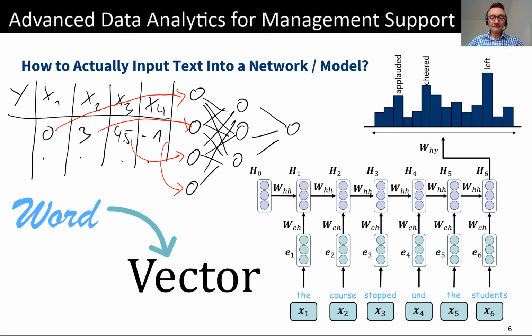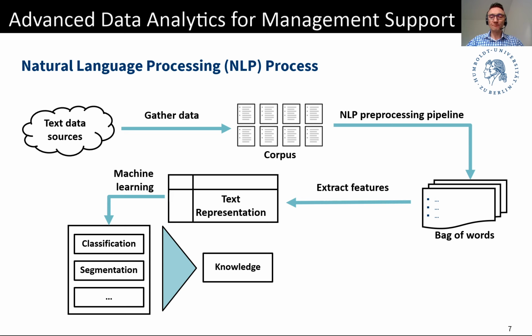And the traditional perspective on this mapping from words to numbers can be depicted with this NLP pipeline or NLP process. We start from some text data sources, gathering data, maybe web scraping tweets or product review websites, to build up a database of text data. And such a database is called the corpus. It's a big collection of documents, a bunch of text, nothing but a database, but we call it a corpus.